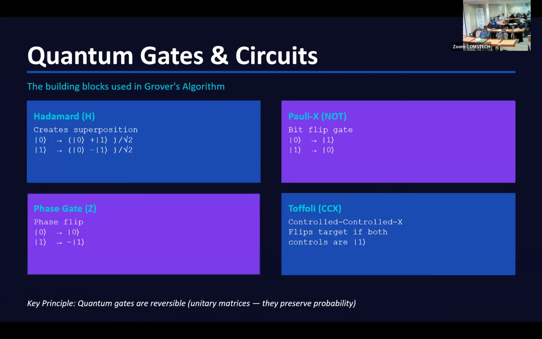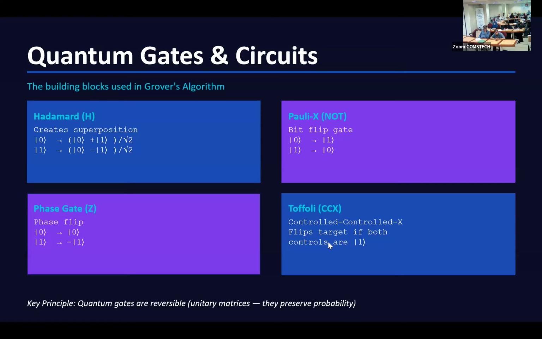So we need a Z gate. For the Z gate, if we apply a Z gate onto the 0 state, it's going to do nothing. But if we apply it to the 1 state, it's going to give a phase of negative. Like it's going to invert it.